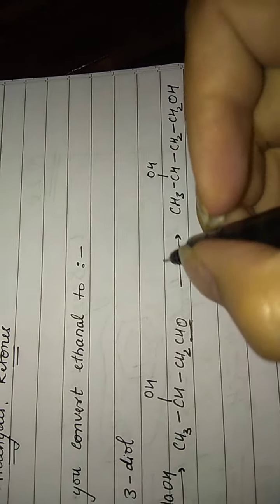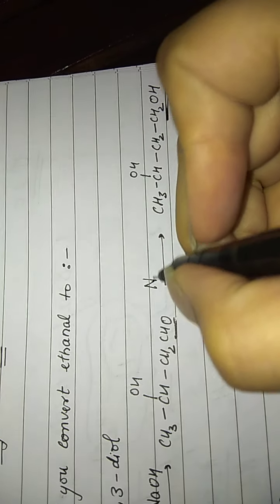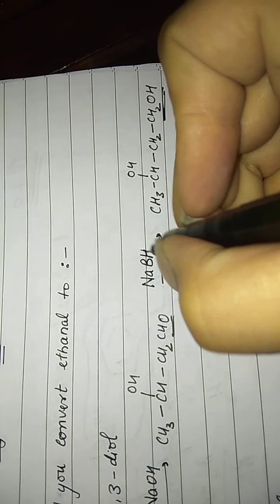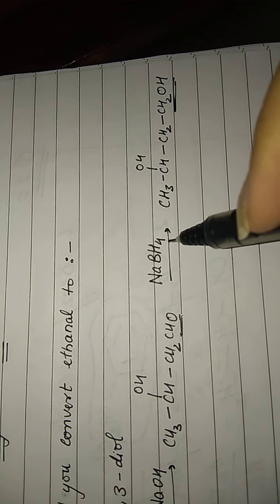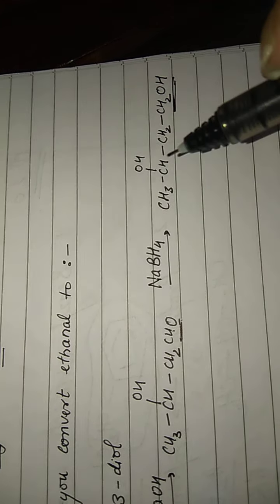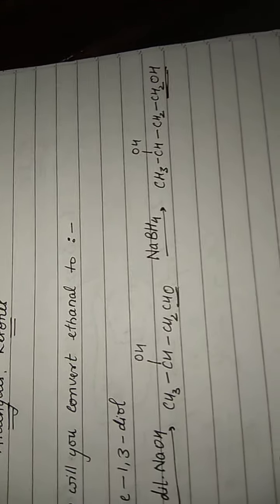I have to carry out reduction. So I will be using a reducing agent. Since I'm moving only one step backwards, I will use a mild reducing agent. Even if you use LiAlH4 over here, that will be absolutely correct.